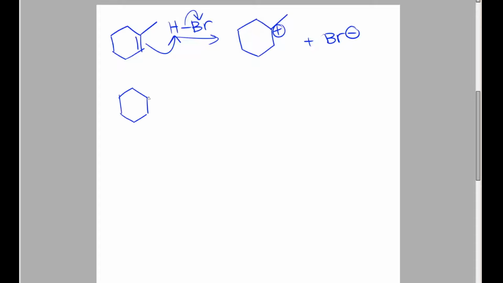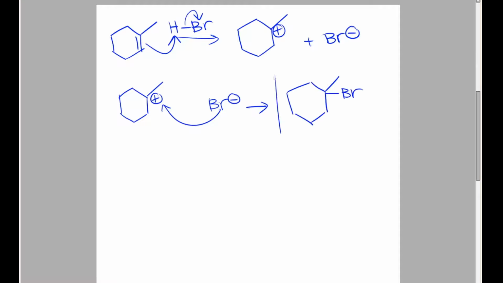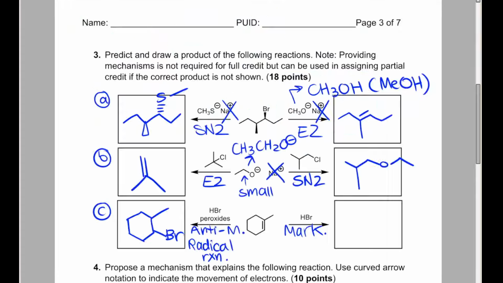And the next part of this reaction mechanism is the Br minus ion is just going to come back and attack this carbocation. And we're going to get something that looks like this. And that's why the reaction with just HBr and nothing else is going to result in a Markovnikov addition of bromine. So I'm going to draw that out, and hopefully you remember that from the last exam, but if not, that's okay. That's what this is for.